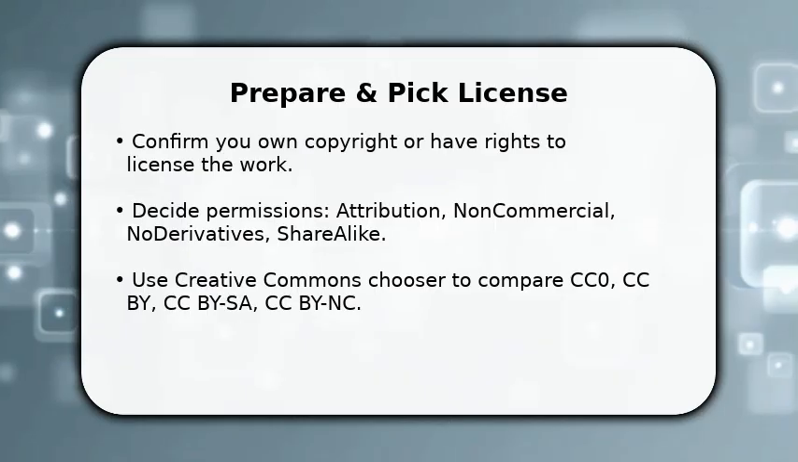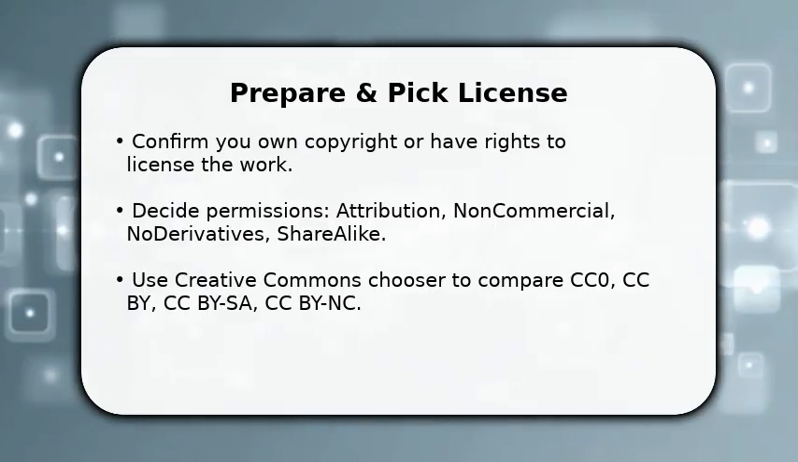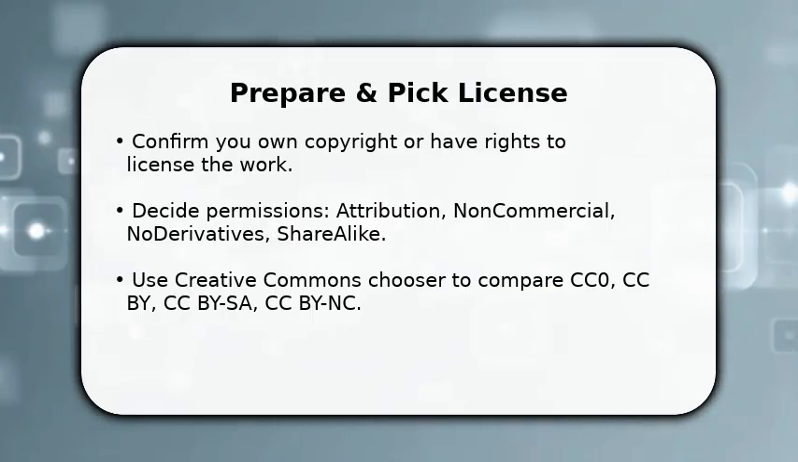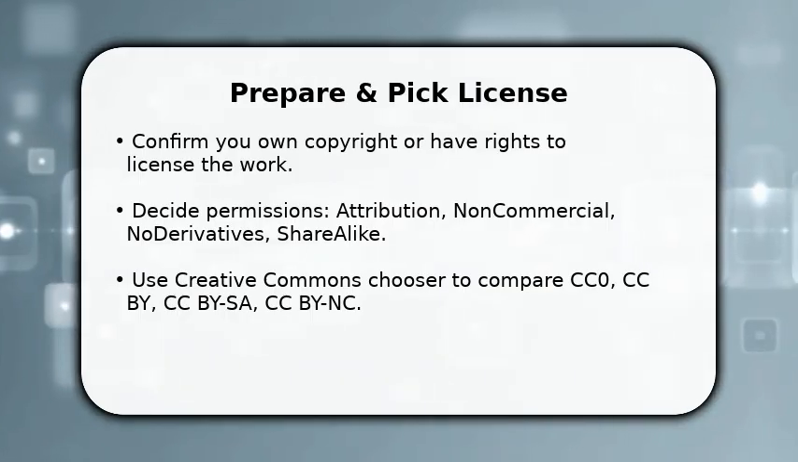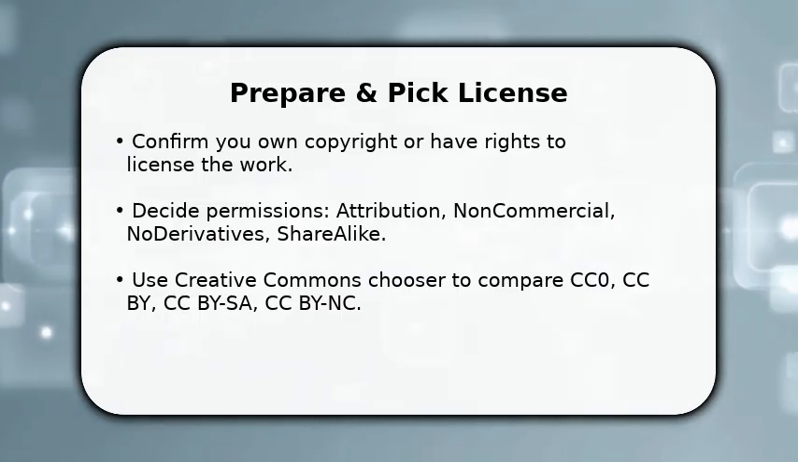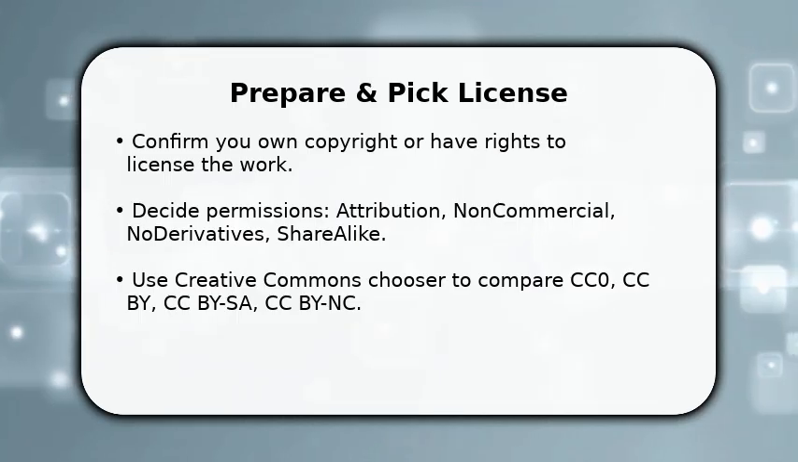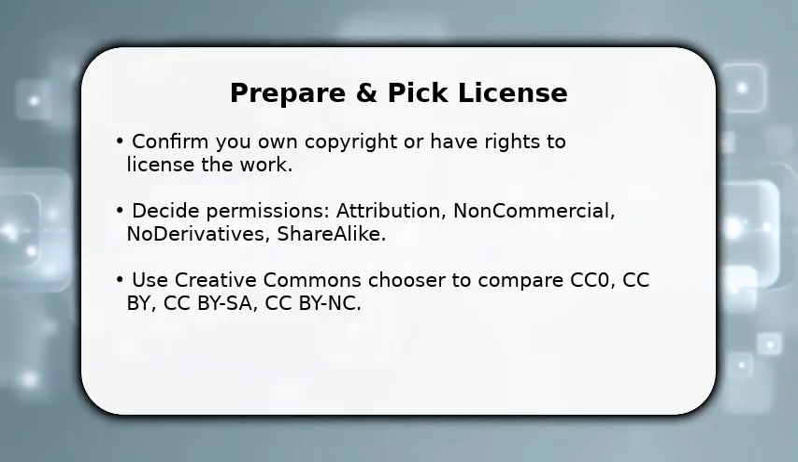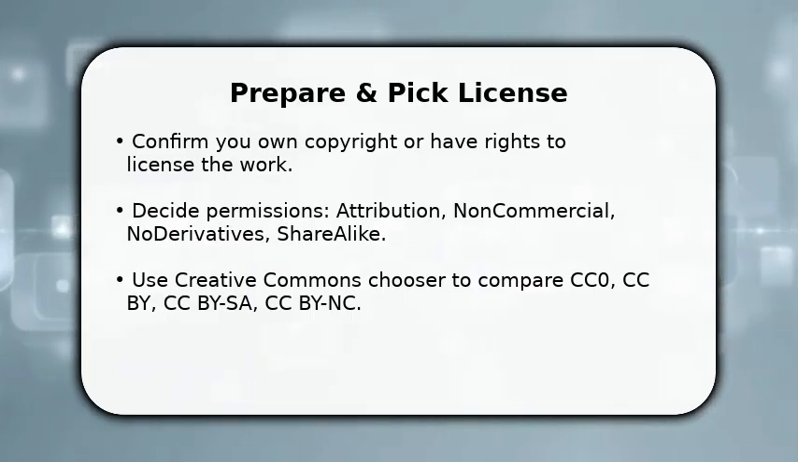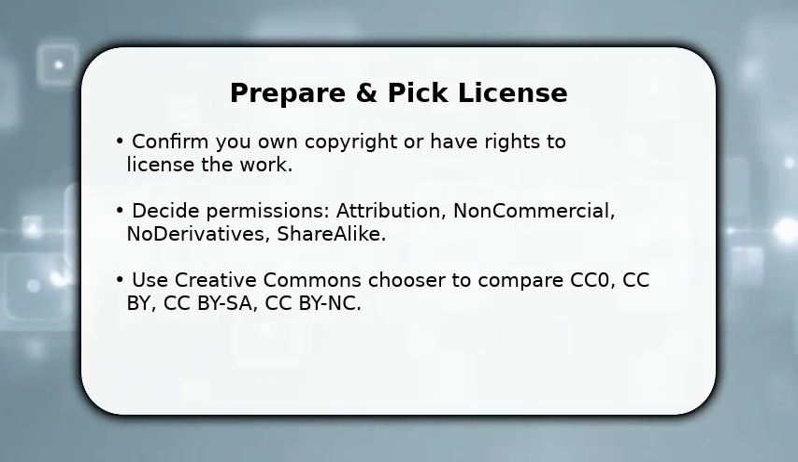You start by confirming you control the content and want to share it. This matters legally and practically. Once done, decide what permissions matter: attribution, commercial use, modifications, and share alike requirements. Use the Creative Commons chooser to compare options like CC0, CC BY-SA, and CC BY-NC. This speeds selection and prevents mismatches.